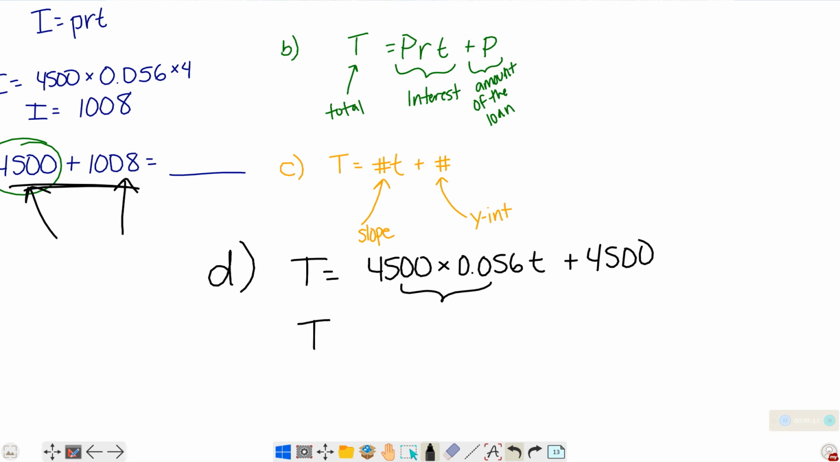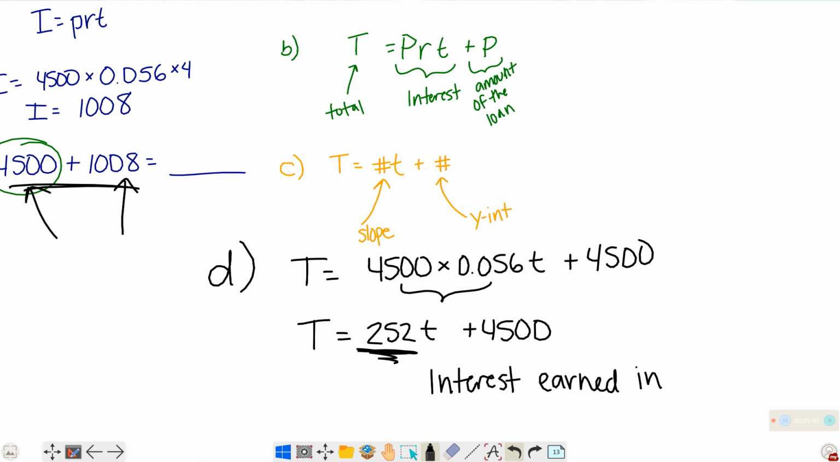So we now have T, the total, is equal to 252 times the time. I know there's two T's. This capital T represents total. The lowercase t represents the time in years. Plus the 4,500. Our goal is to interpret the slope. What does this 252 even mean? The slope is the interest earned in 1 year. So after 1 year of having the loan, he's going to have to pay an extra $252.